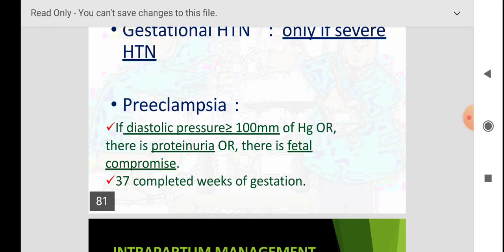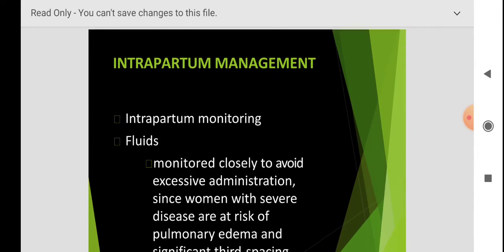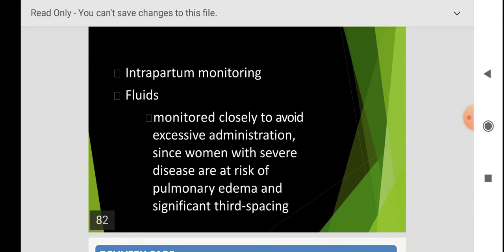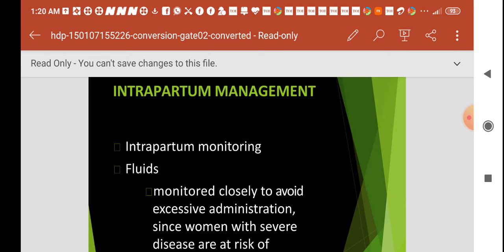In preeclampsia, if the diastolic pressure is more than 100 and or there is proteinuria or there is fetal compromise, if any of these features are present, you consider hospitalization. Or if she is term, because you are planning to terminate the pregnancy, you have to hospitalize the patient. Once you hospitalize her, you plan for delivery, either by induction or elective C-section.